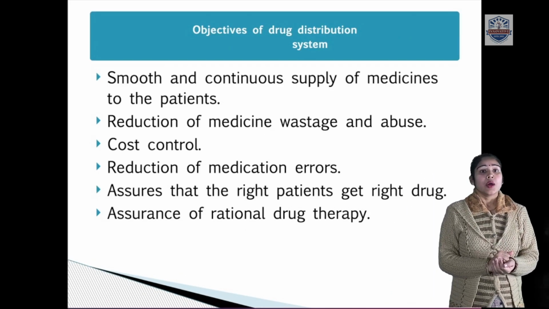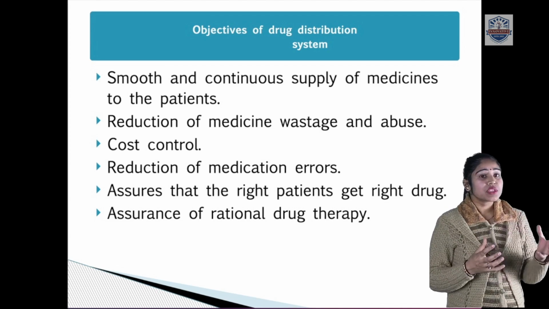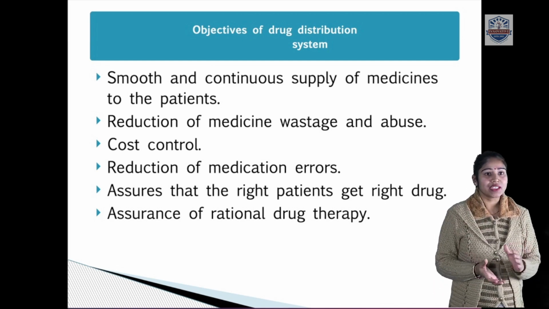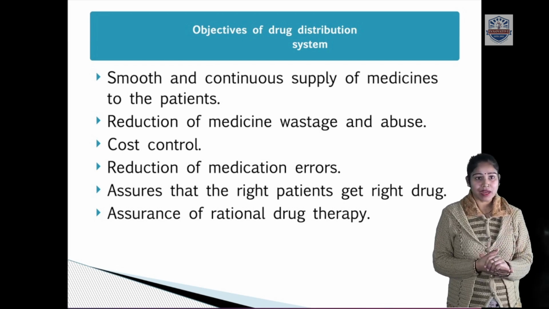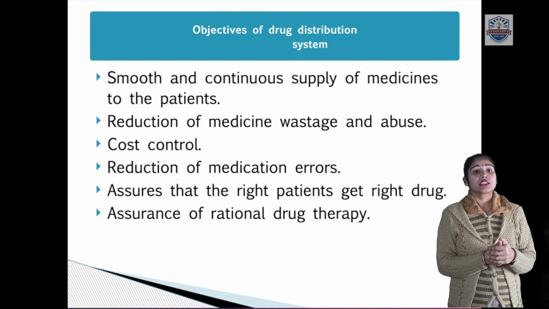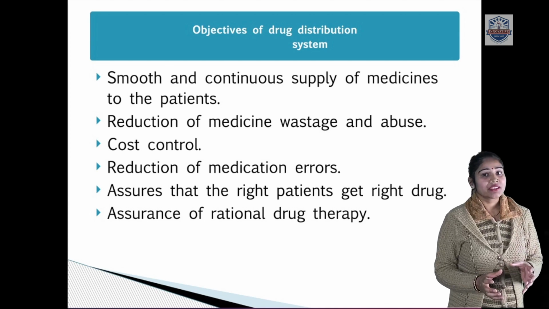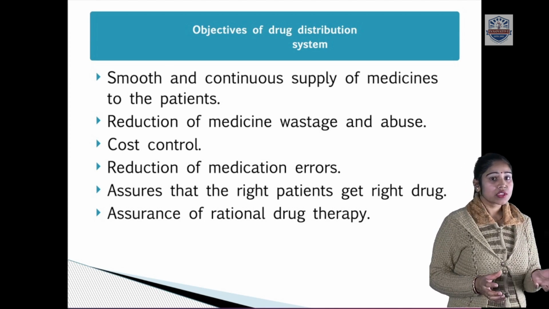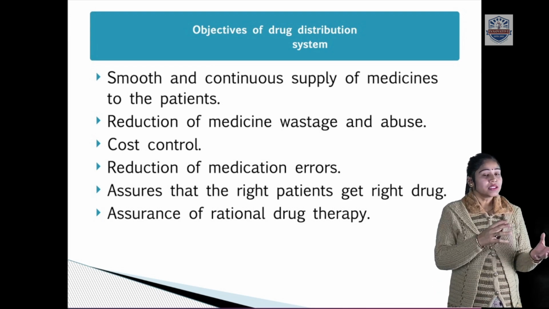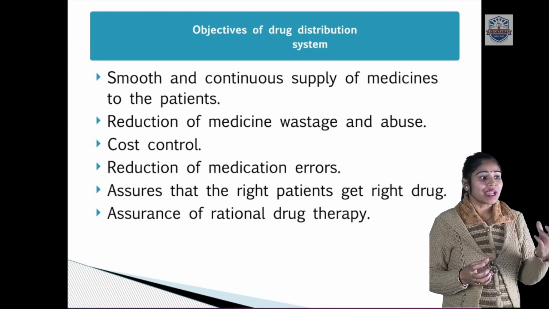Next, objectives of drug distribution system. The main aim and objective of using a drug distribution system. Why is the drug distribution system very useful for the hospital? First one, smooth and continuous supply of medicines to the patients. Second one, reduction of medicine wastage and abuse. Next, cost control and reduction of medication errors. It assures that the right patient gets the right dose. Assurance of rational drug use, because many patients use wrong doses. That is the main aim of this drug distribution system: the right patient gets the right dose.